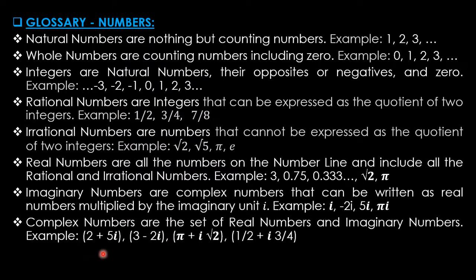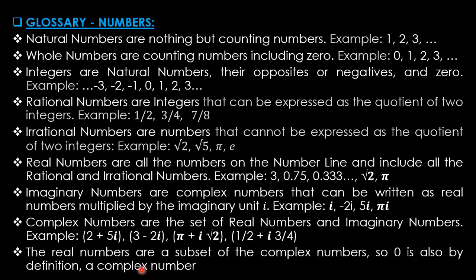Examples: 2 plus 5i, 3 minus 2i, pi plus i root 2, half plus i 3 over 4. Real numbers are a subset of the complex numbers. So 0 is also by definition a complex number, because we can discuss this in the next page, which is a complete Venn diagram of number sets. We will discuss this now.